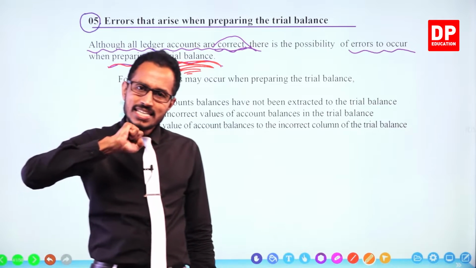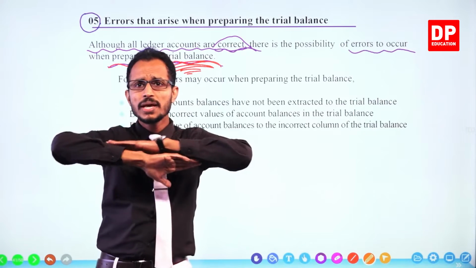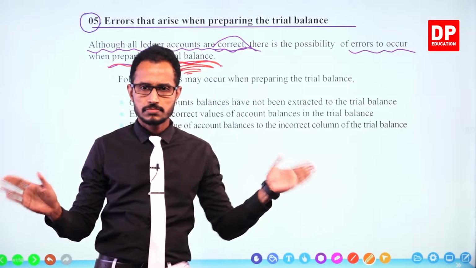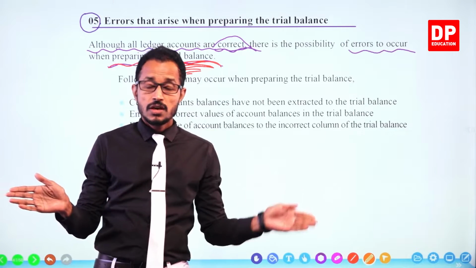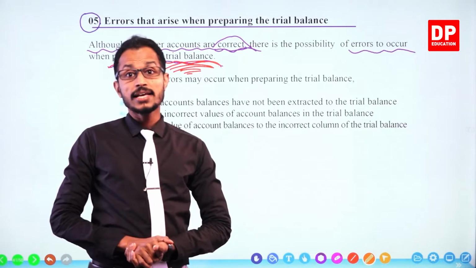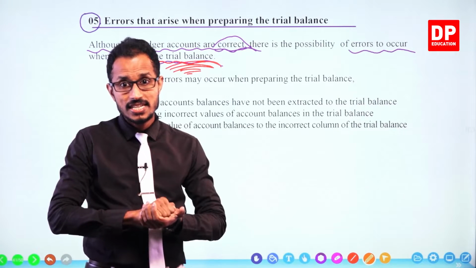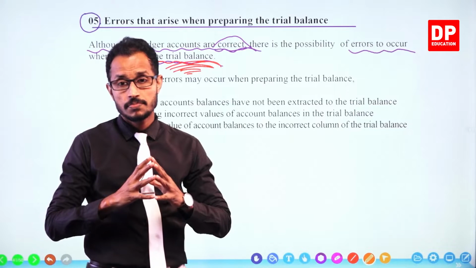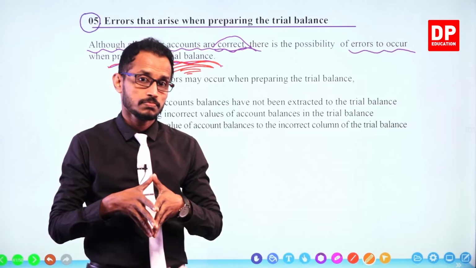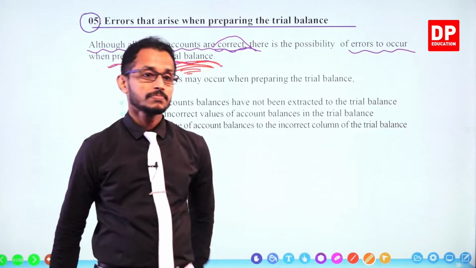if an error is in the T accounts, in the ledger accounts, we can put a double entry to correct and balance off the two sides. But if the error is in the trial balance, what do you do? How do you correct it? Let's see.